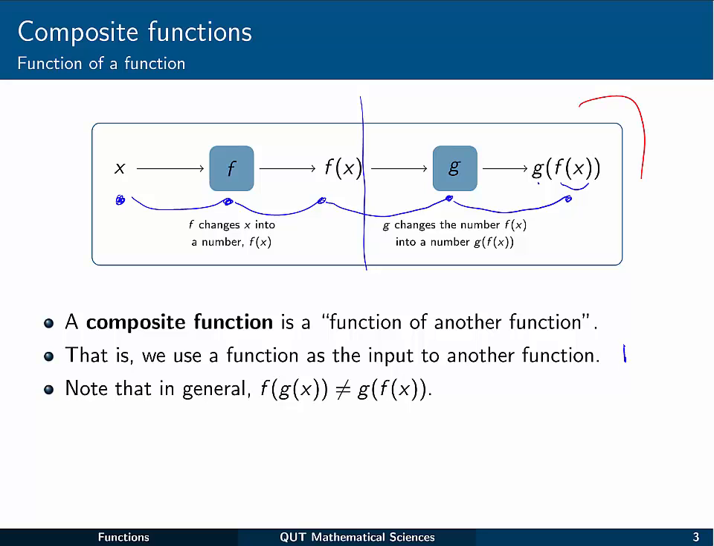Essentially, what we're doing is using one function as the input to another second function. Now, something important to note in general is that f of g of x is not the same as, that's what this symbol here means, not equal to, g of f of x. So the order in which you compose the two functions, or which function you put as the input to the other function, actually matters. So we can't just switch them around willy-nilly.